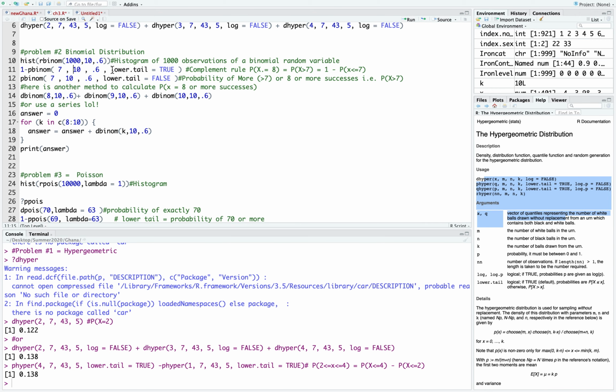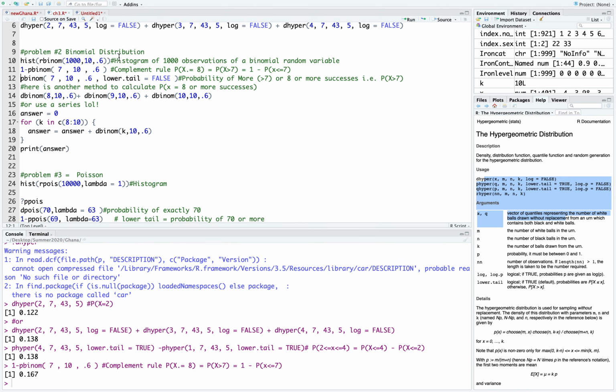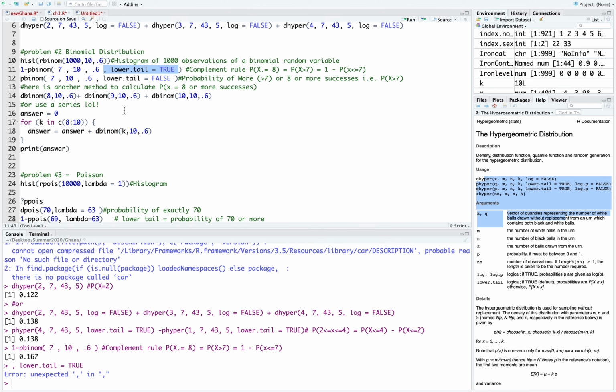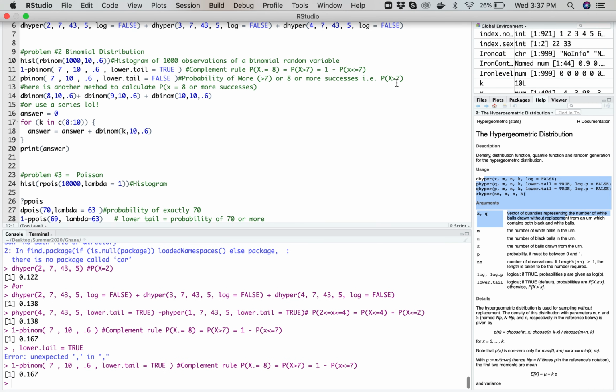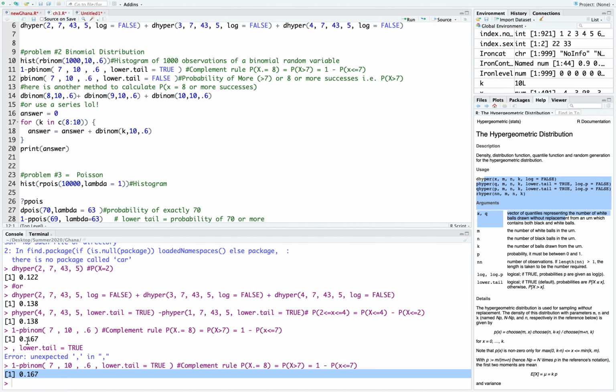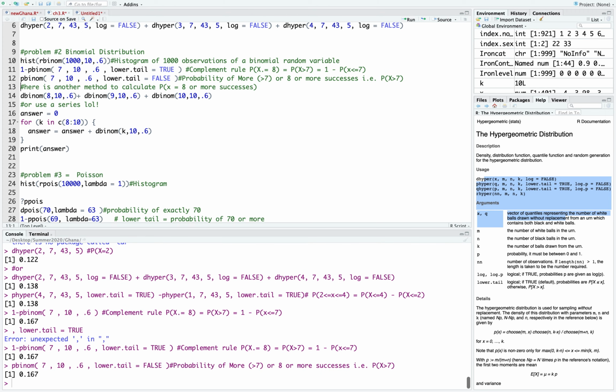And remember, this says lower tail equals true. That's the default, so even if I didn't write that, it still gives me the same answer. So that's 0.167. And if I have lower tail equals true, it's still going to give me 0.167, whether I have that specified or not, because that is the default. Now there's another option. I can change that to false, and that means I'm computing the probability x is bigger than 7. So it does the complement rule for you. Okay, so that is again 0.167.